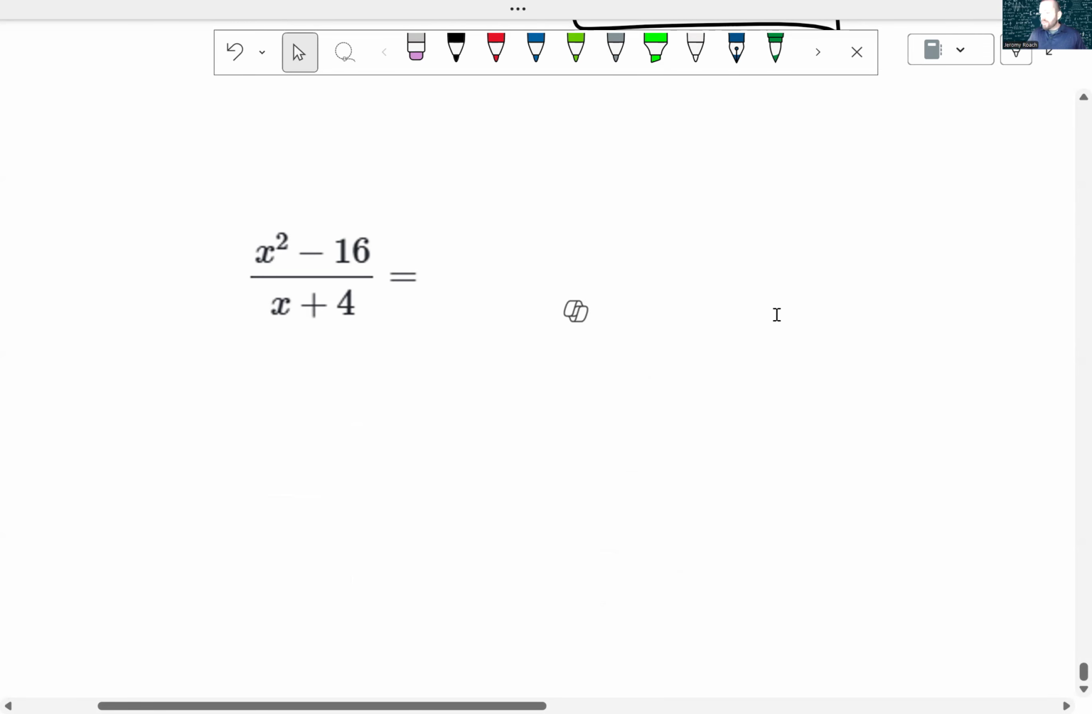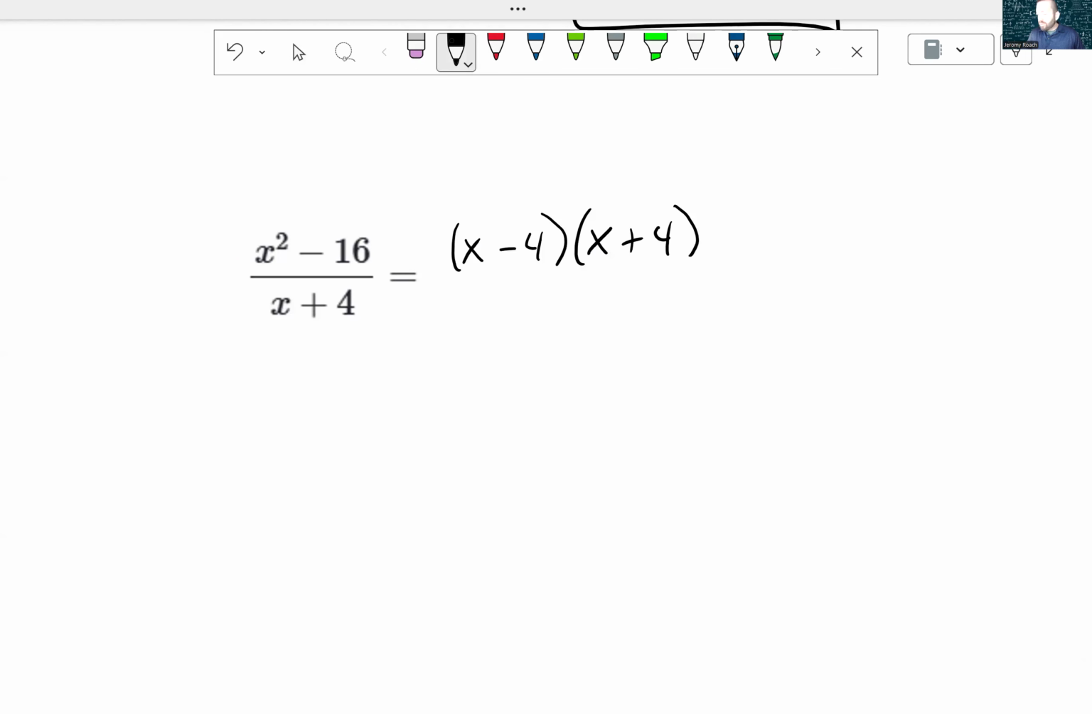So this is a difference of squares. So this is going to be x minus 4 times x plus 4. All I did was factor the numerator. And if you need to review that, you can go back to the previous lesson on difference of squares. Then we just write x plus 4. Now those cancel out, and we're just left with x minus 4 for our final answer.